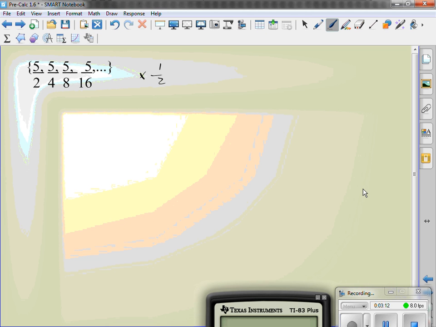How about this one? What's u sub n? Half u sub n minus 1, as long as n is greater than or equal to 2.